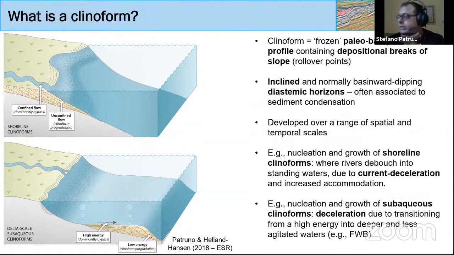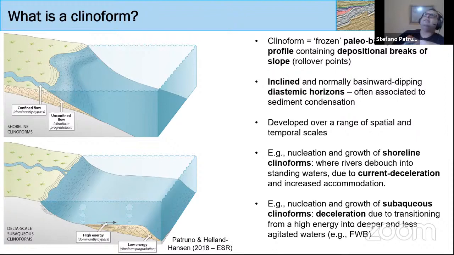In some other clinoforms, you'd be able to identify no rollover point. So it's perfectly planar, like a slide, which is the exception to this wonderful definition. But all clinoforms are inclined. That inclined surface is a key part of the definition. They are inclined, and normally they are diastemic horizons. Diastemic means they are associated with sediment condensation and/or hiatus of some sort.